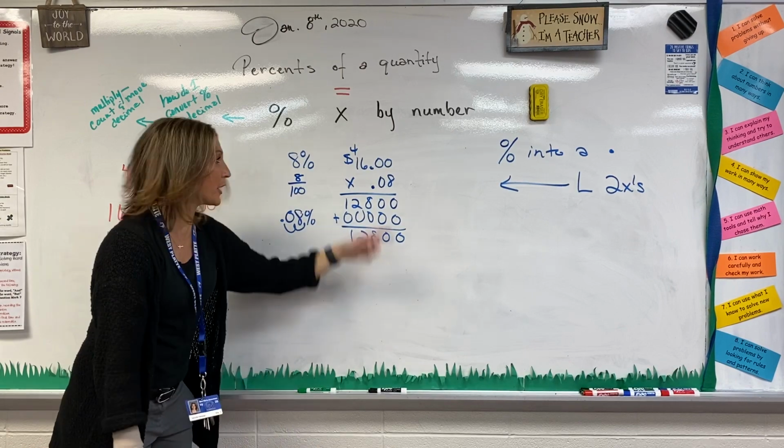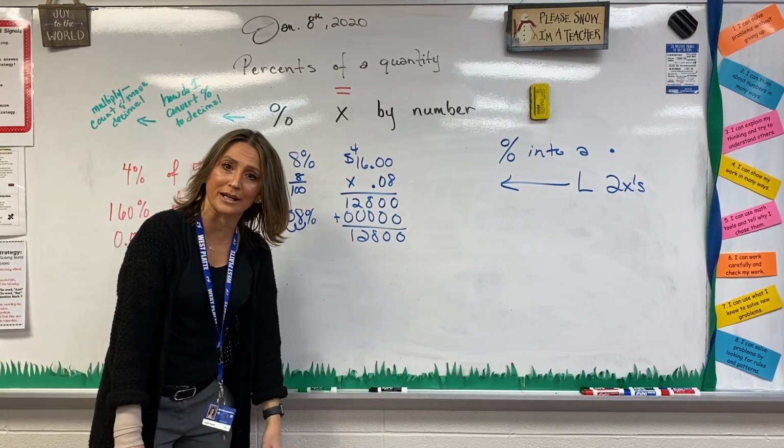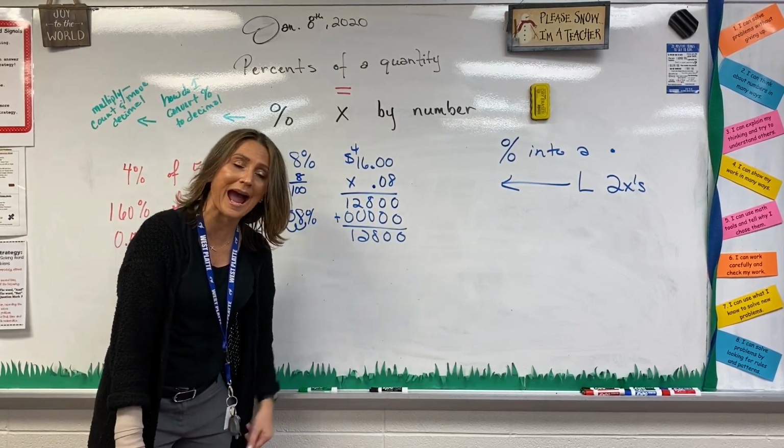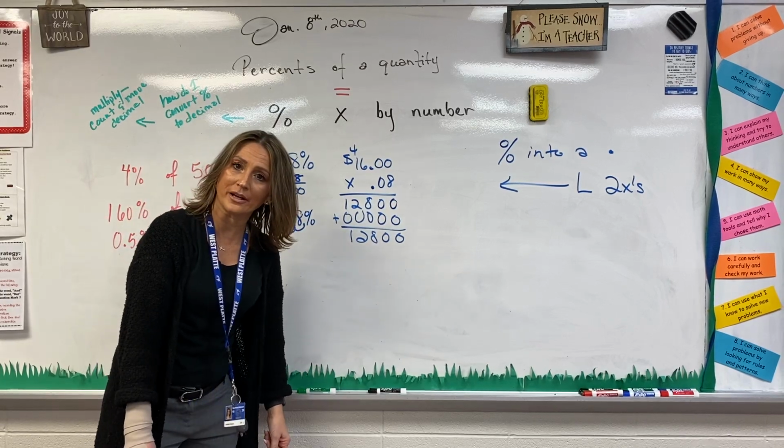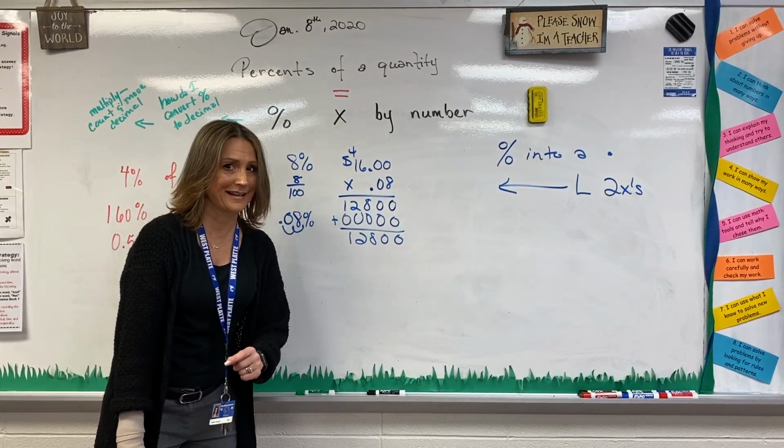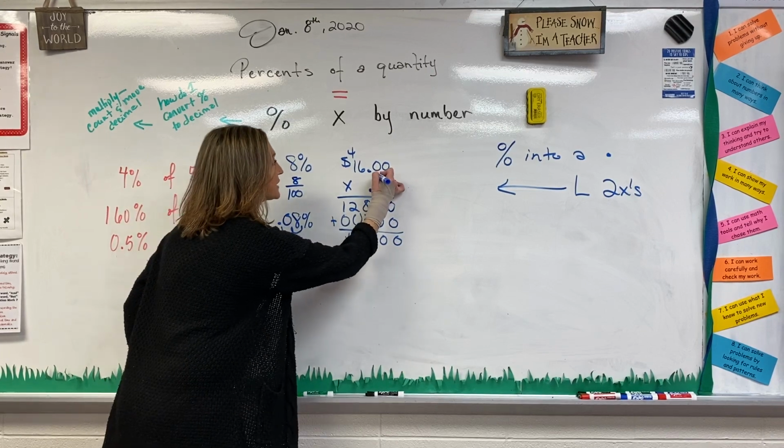Because I don't know about you parents, but you go spend 16 bucks at Sharp's Market. They charge you 8% tax. Do you want to pay $12,800 in tax? I think not. So now we just have to count the decimal spots.